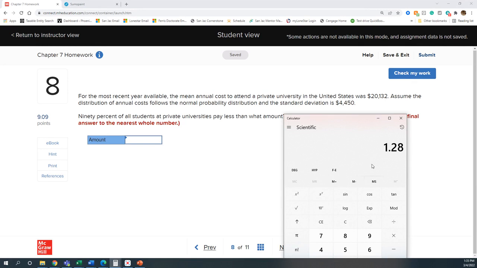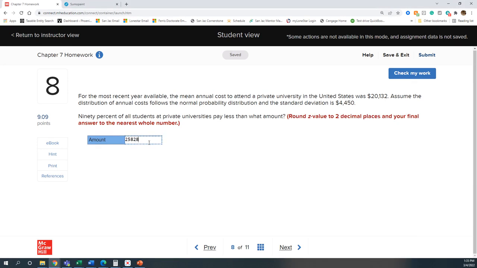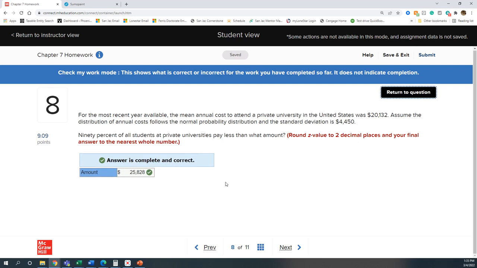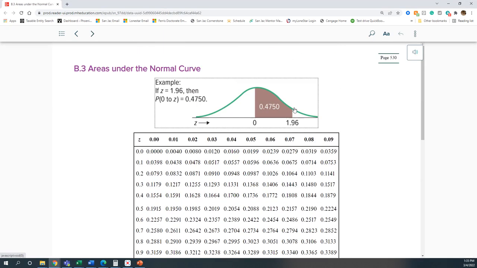So again, I would take this, multiply it by our standard deviation, then add our mean. So I'm coming out to 25,828. Okay. So basically what the chart showed, if we want to look at the chart here at the Z number, say this is at 0.4. They want to know everybody that pays less than 90%, less than that. So that's why we're looking for X right here. We don't want to know the tail.